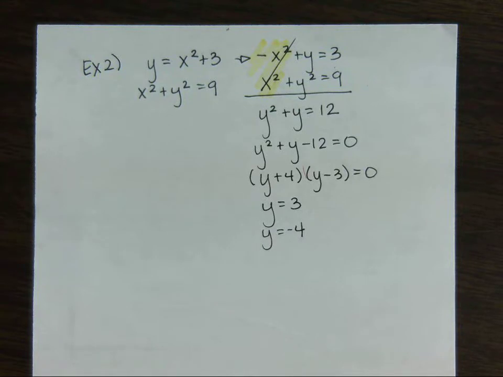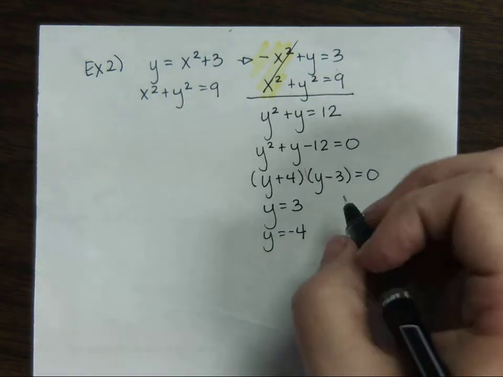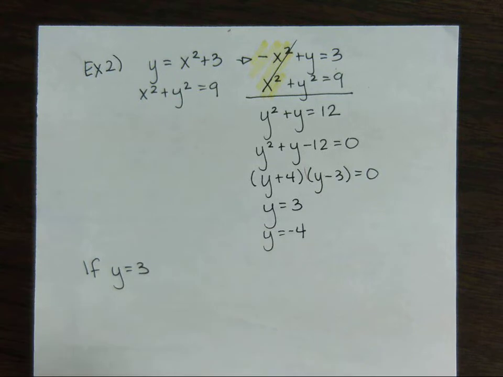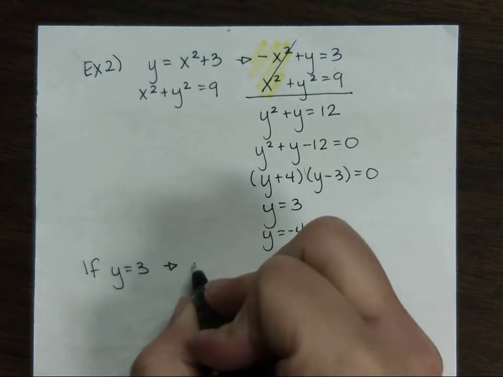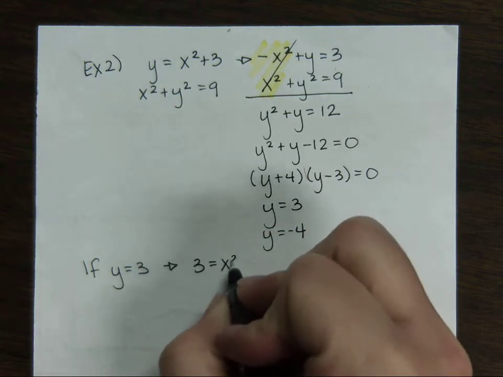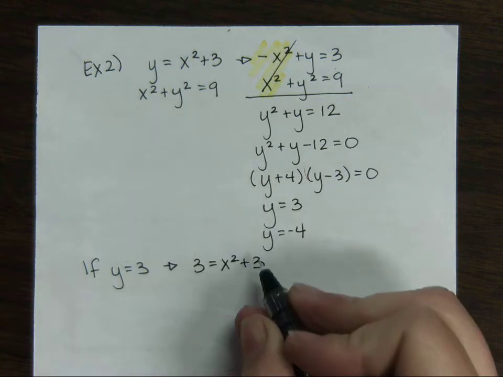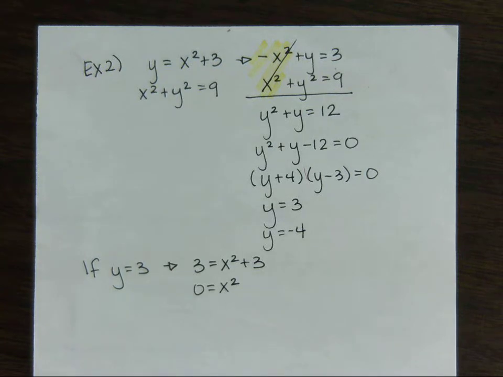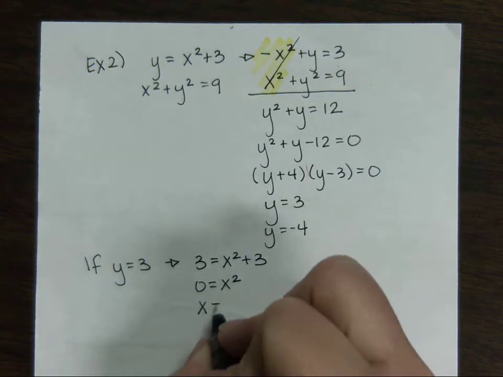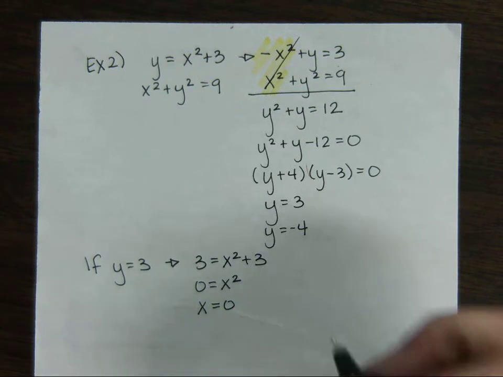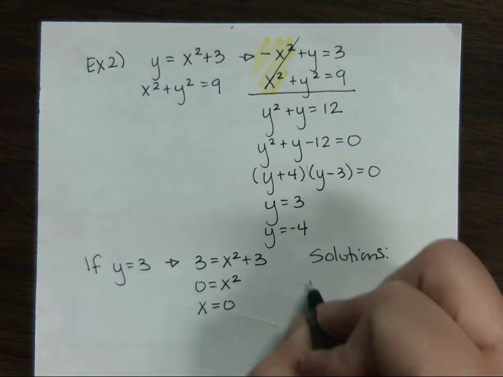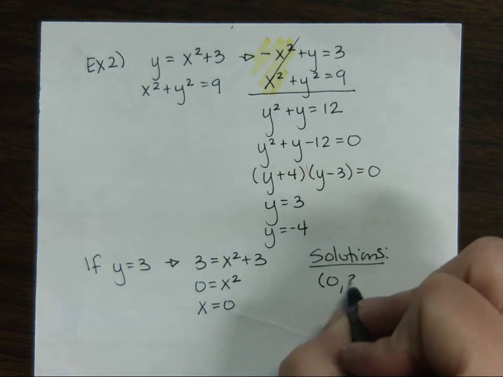And so what I need to do now is I need to find the x values that correspond to that. And so if I check what happens when y equals 3, I'm going to plug that in over here, and I'm going to get 3 equals x squared plus 3. So when I move my 3 over, I get x squared equals 0. And that's fine, that happens. If I take the square root, I just get x equals 0. So one of my solutions to my system is going to be the ordered pair (0, 3).